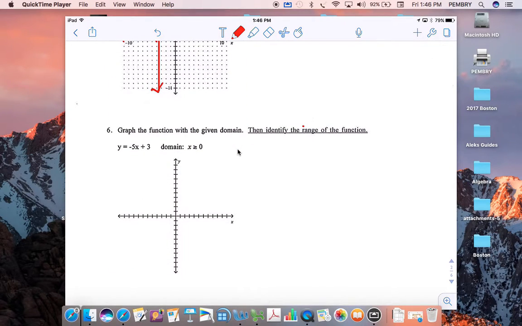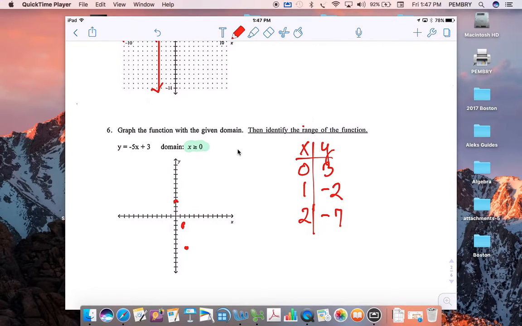In this one, you had to graph using the given domain, and the given domain was x is greater than or equal to 0. So when you choose x's, you don't want to choose any negative numbers. You want to choose 0 and positive numbers. When x is 0, y is 3. When x is 1, -5 plus 3 is -2. And when x is 2, -10 plus 3 is -7. When we graph it, we get (0, 3), (1, -2), (2, -7), (3, 4), (6, 7).